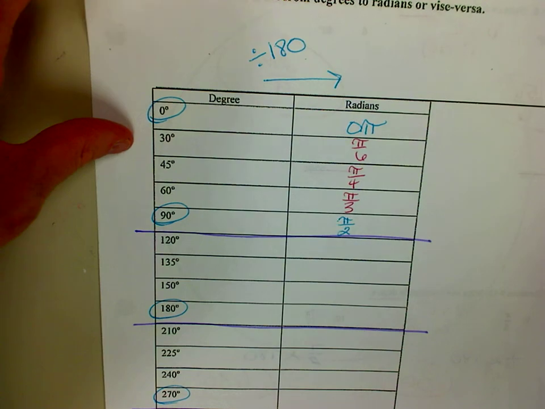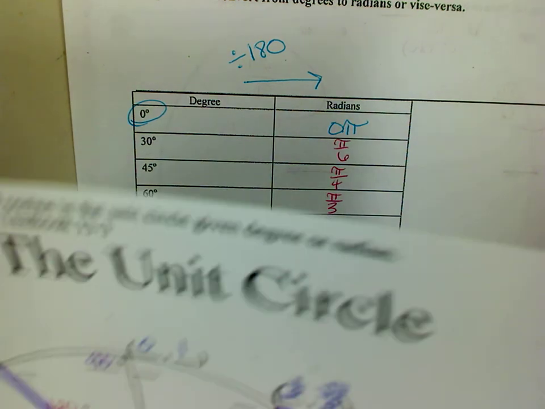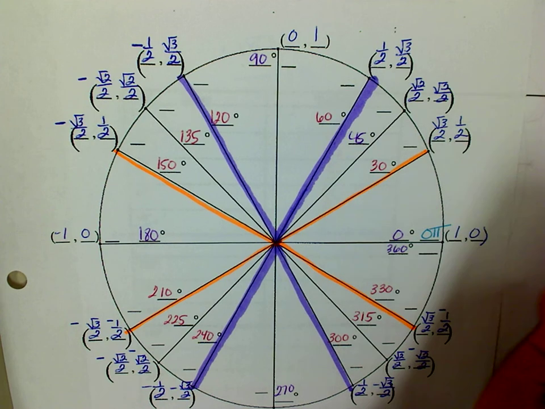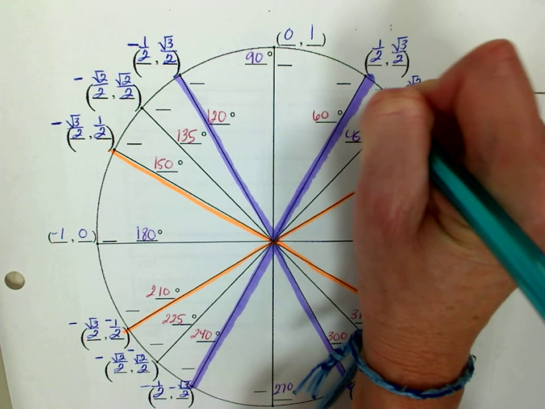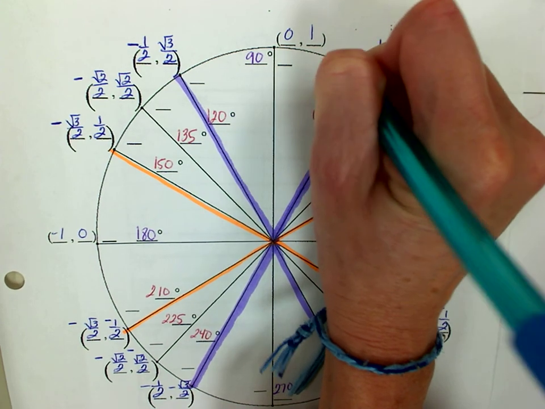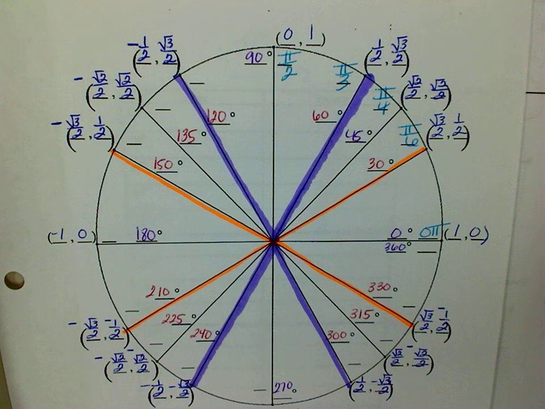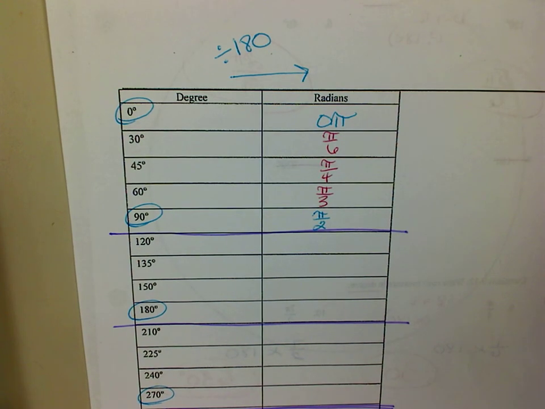Okay, I'm going to go ahead and put those onto our unit circle from yesterday. So 0 pi, pi over 6, pi over 4, pi over 3, and pi over 2. Okay, now we're looking at the second quadrant.